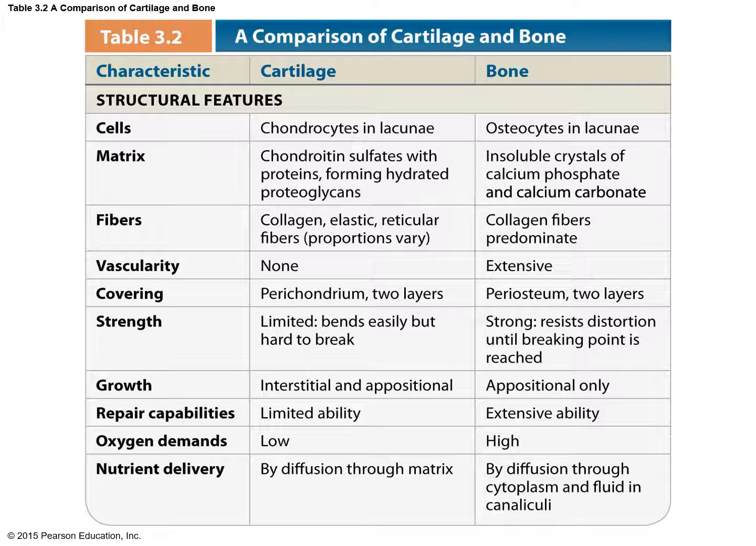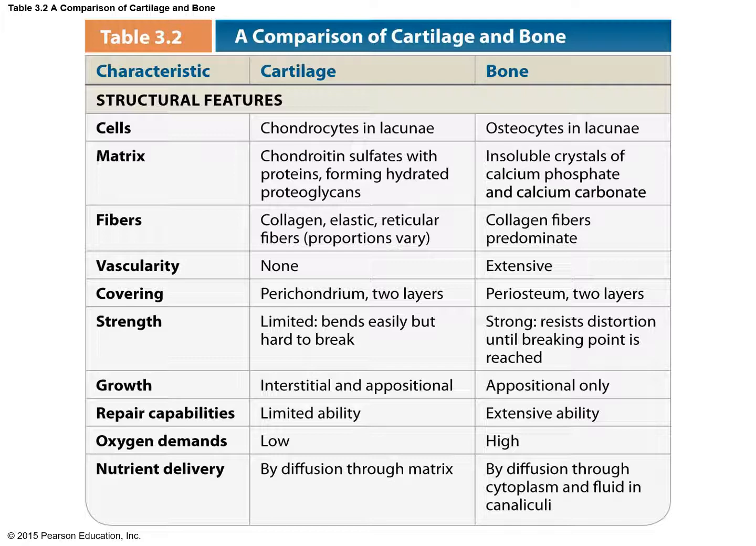So because of this extensive vascularization in bones, the repair capability is also extensive in bones, while in cartilages there is only limited repair ability. The covering of cartilages is known as perichondrium, while the covering of the bones is called periosteum. If you compare the strength, cartilages have limited strength, they are more flexible. Bones are strong, they resist distortion until a particular breaking point.